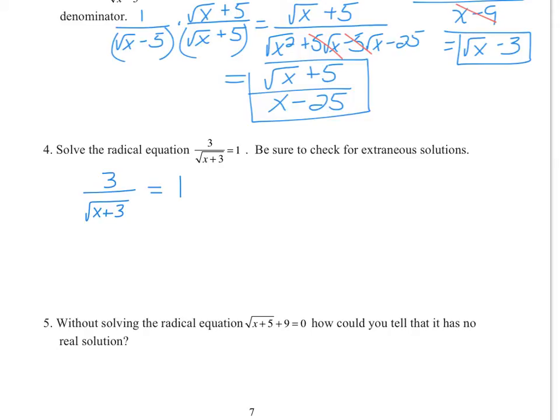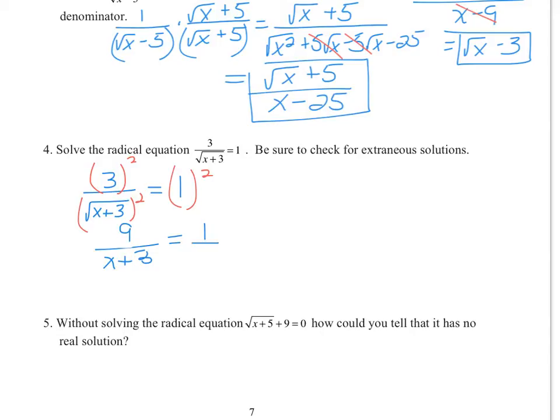But remember, when you square a fraction, you square the numerator and you square the denominator. So again, I'm squaring both sides of the equation. Let's see what I have. I end up with 3 over, squaring and square root cancel each other out, x plus 3 equals 1. Oops, let's go back. Hopefully everybody caught my mistake here. 3 squared is not 3. 3 squared is 9.